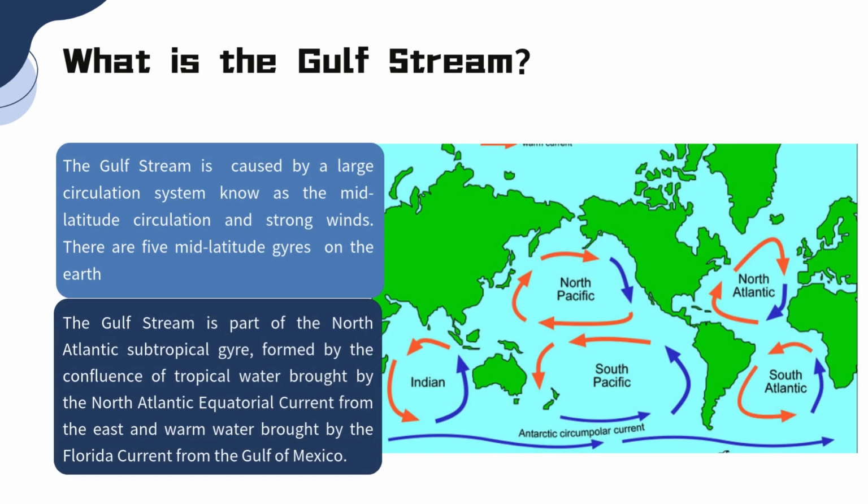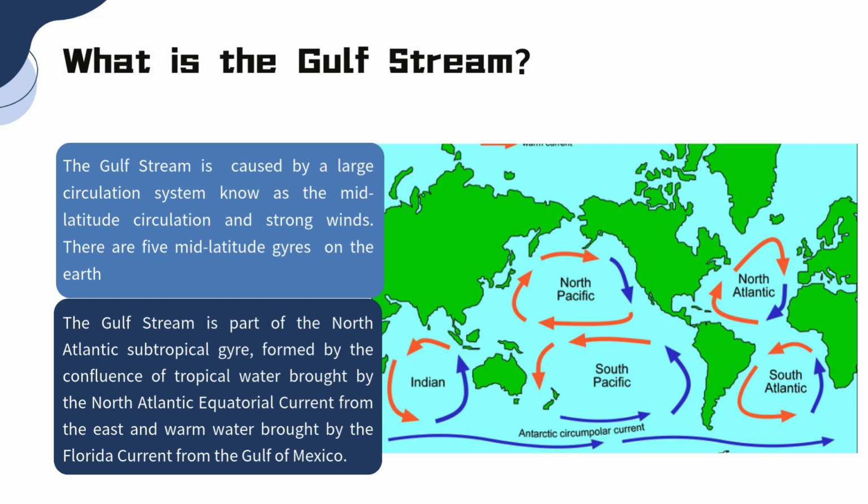The Gulf Stream is caused by a large circulation system known as the mid-latitude circulation and strong winds. There are five mid-latitude gyres on the Earth, which are North Pacific Gyre, North Atlantic Gyre, South Atlantic Gyre, South Pacific Gyre, and Indian Ocean Gyre.